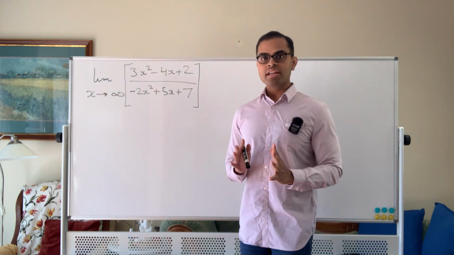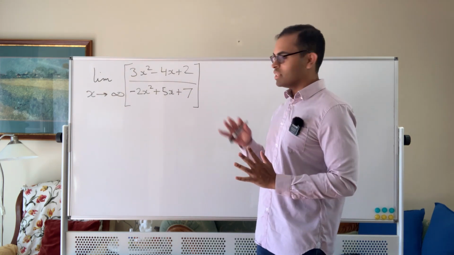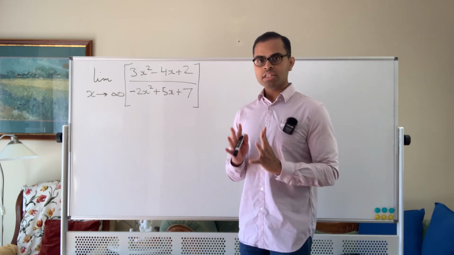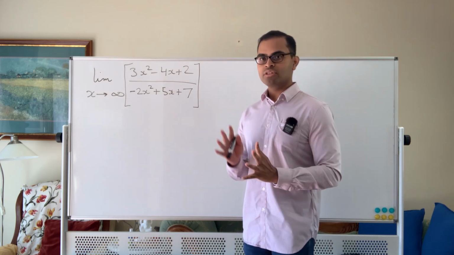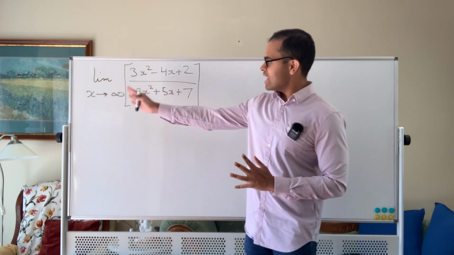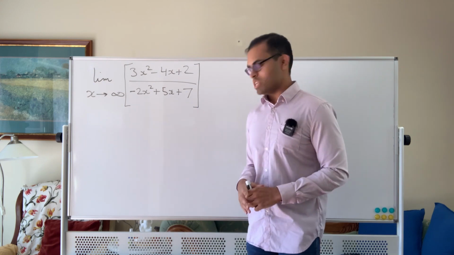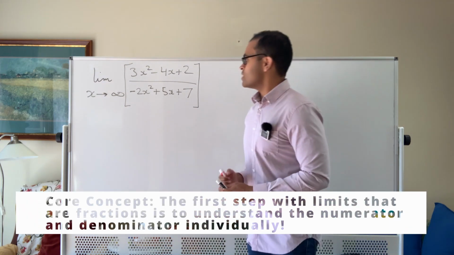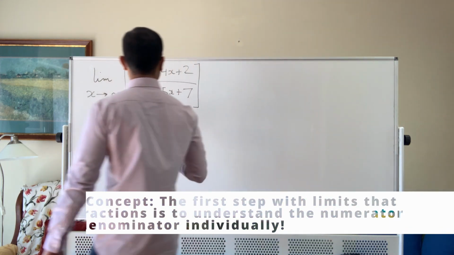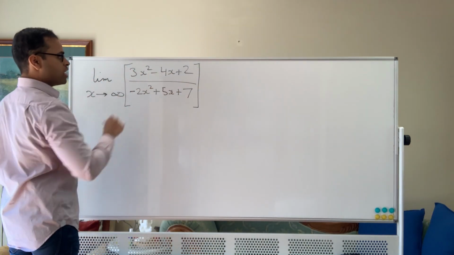So let's just dive right into it and try to understand how we calculate this limit. The first step is always just to plug in and see what is happening to the numerator and denominator as x is going to infinity. Okay, so that's the very first step, step one. So let's just think about this. So we've got 3x squared minus 4x plus 2.